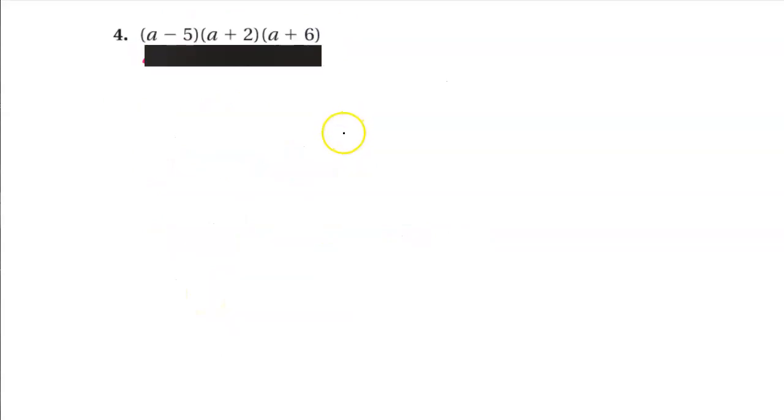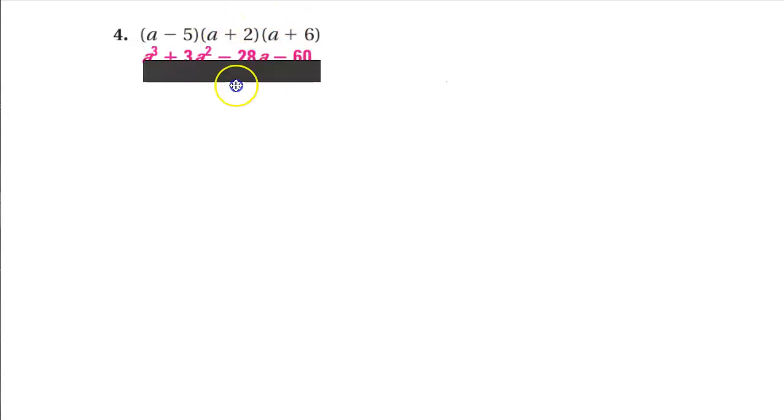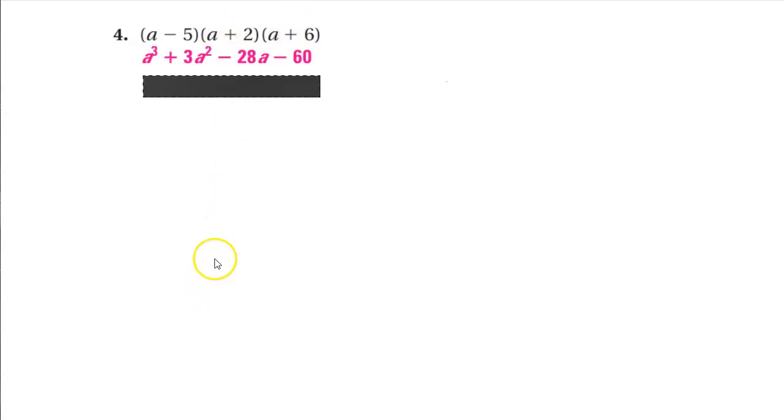All right, and if you want to try one, here's one that you can try: a minus 5 times a plus 2 times a plus 6. You can go ahead and pause the video and try it. All right, so your answer should have been a cubed plus 3a squared minus 28a minus 60.